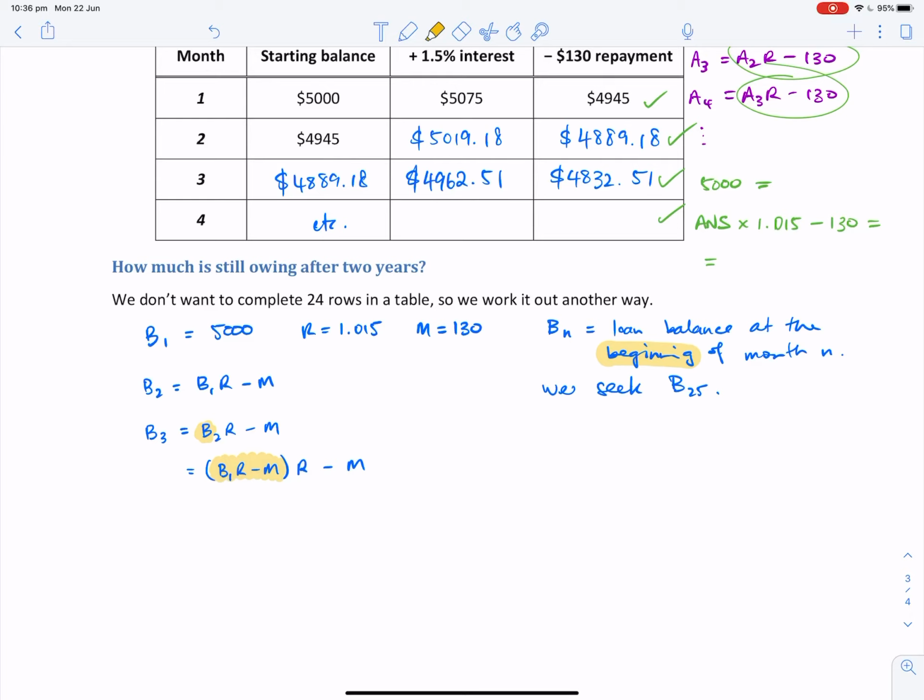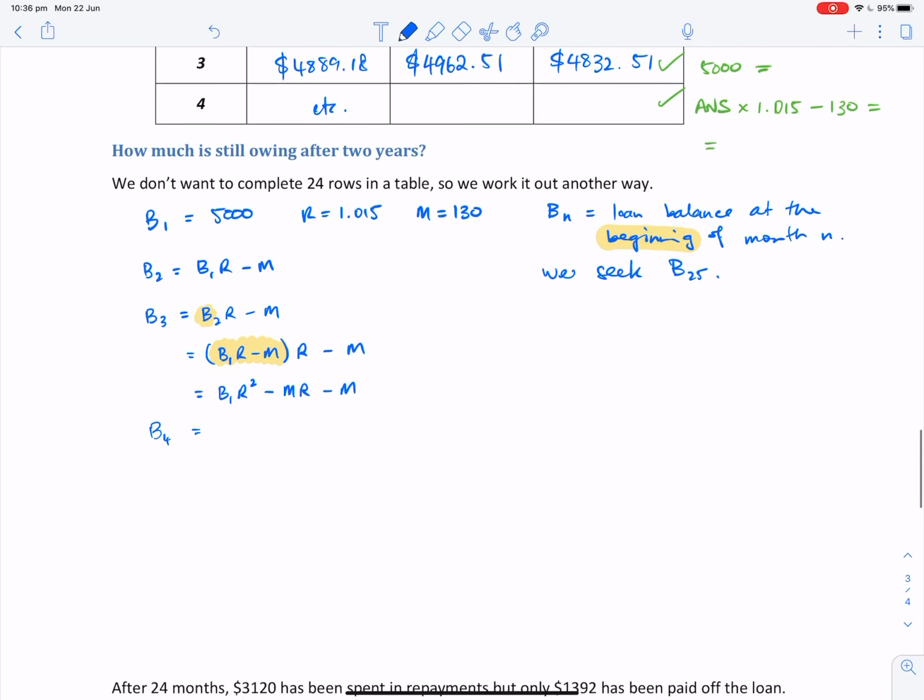Just emphasizing what's taken place there. And that is B1 R squared minus MR minus M. Okay, important to do one more of these. B4 equals B3R minus M. Same sort of substitution is going to take place.